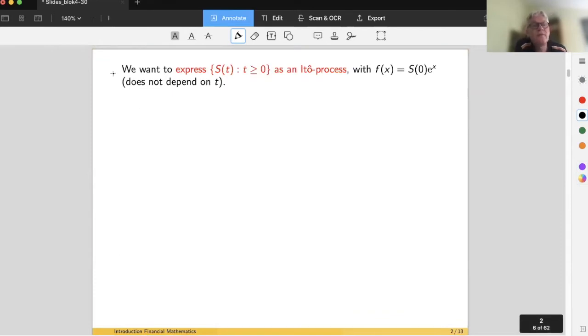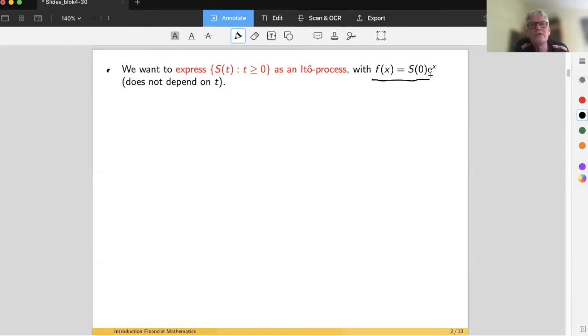So in particular, we would like to express St, t greater or equal to 0, as an Ito process. And for that, we will use Ito-Doeblin's formula. We will use for our f in the Ito-Doeblin formula an f which only depends on x and not on t, and we will choose the one which makes sense from the definition on the previous slide. f of x is S0 e to the x. We know for this function all the derivatives exist, so all the properties that we need are satisfied. We have no problem. All derivatives exist and are continuous.